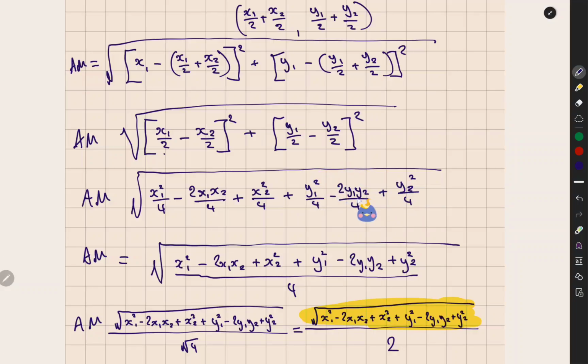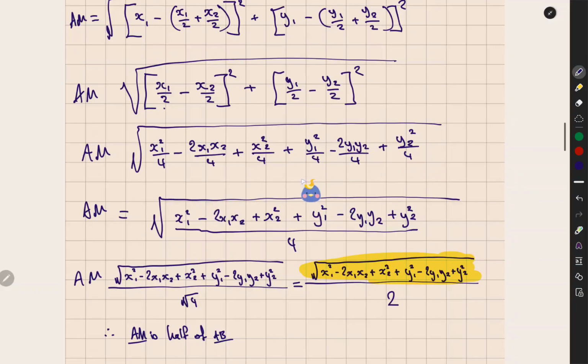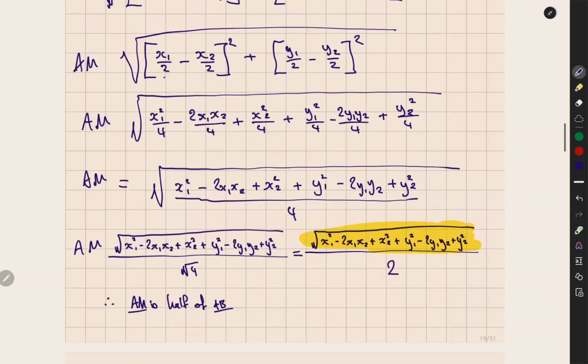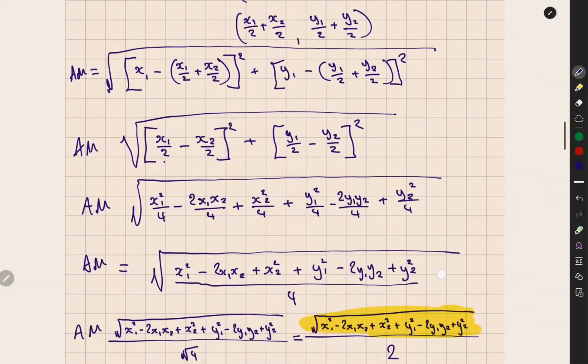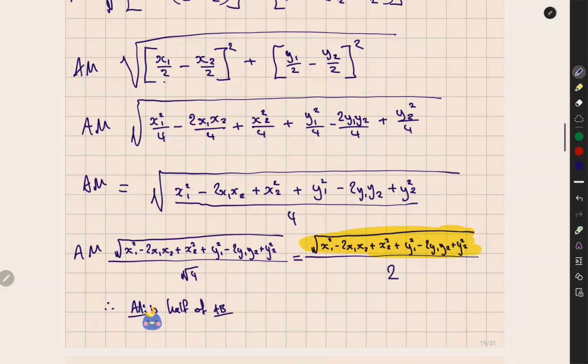The same happens with the y's. And lastly is that simplification, which brings it to this. We can then collect all of these because they have a common denominator. And then you can see, using your index laws, you can separate your fraction where you're square rooting both numerator and denominator. And lastly, you square root your 4 to get your 2, and you can see that AM is the same value that we had for AB, but divided by 2. Therefore, AM must be half of AB.